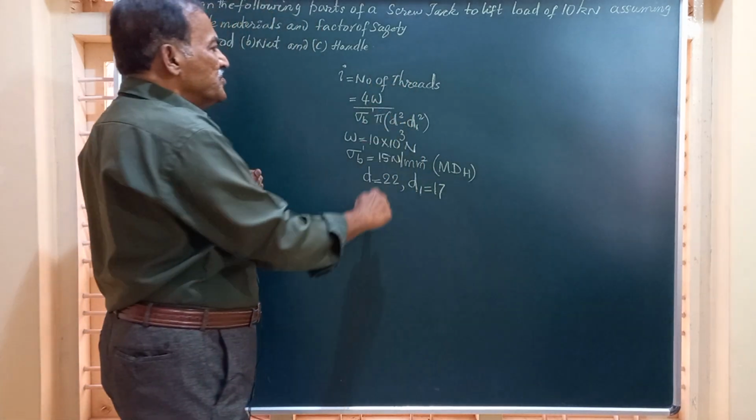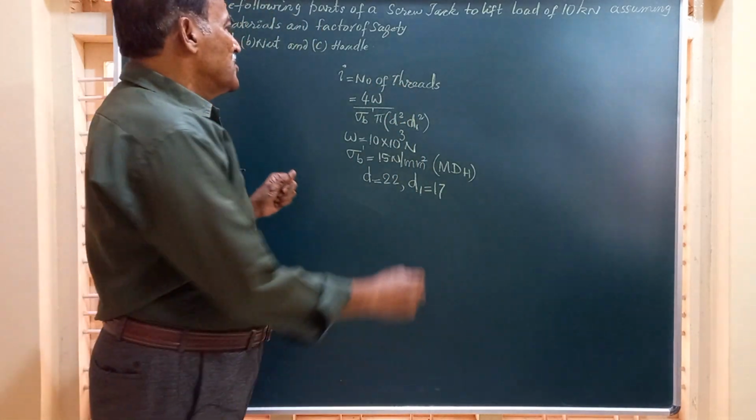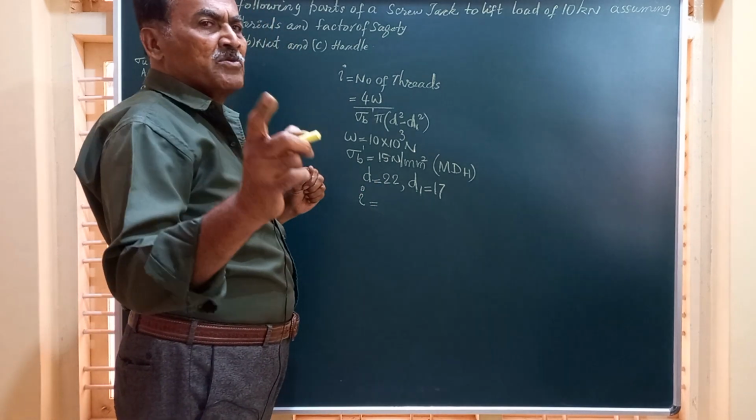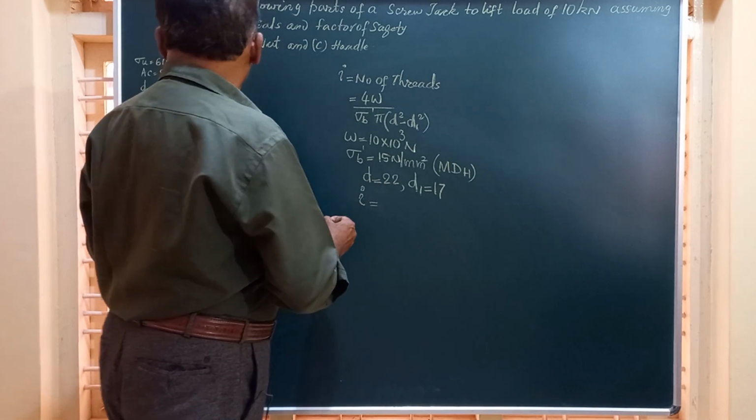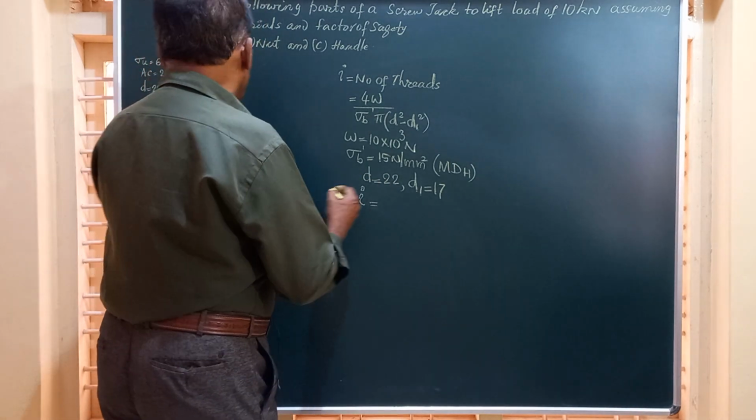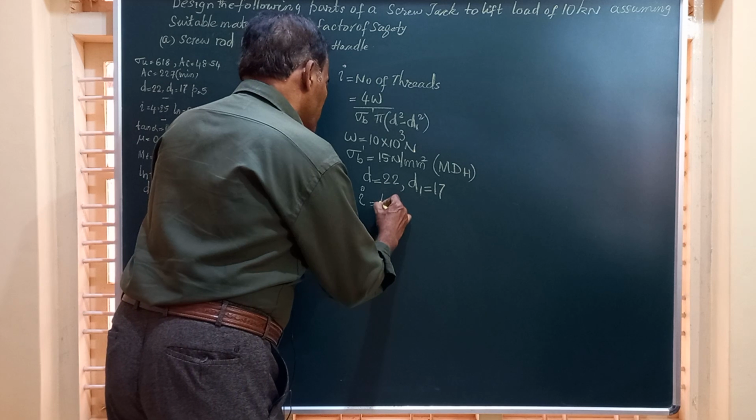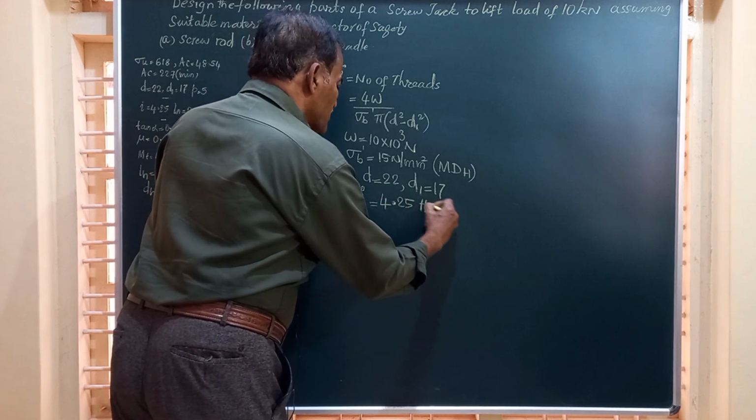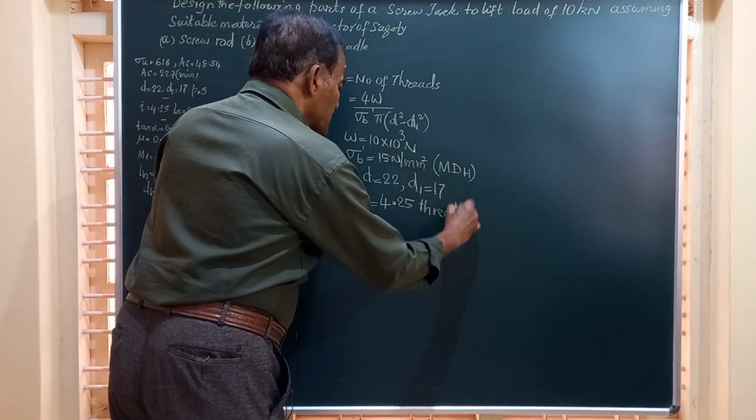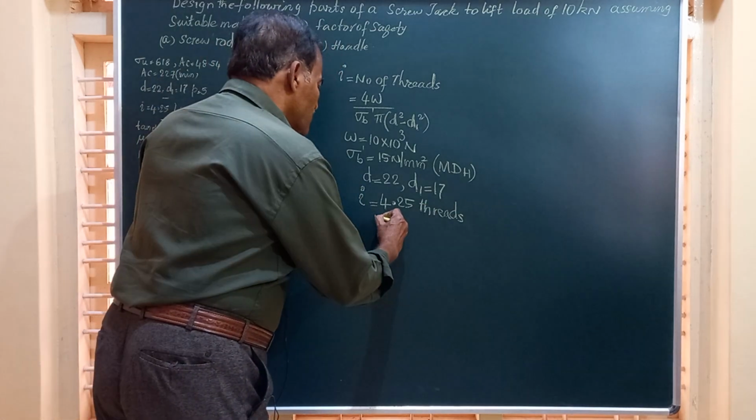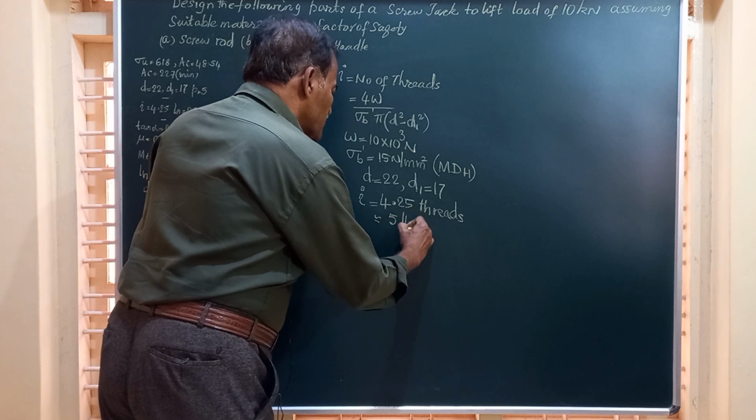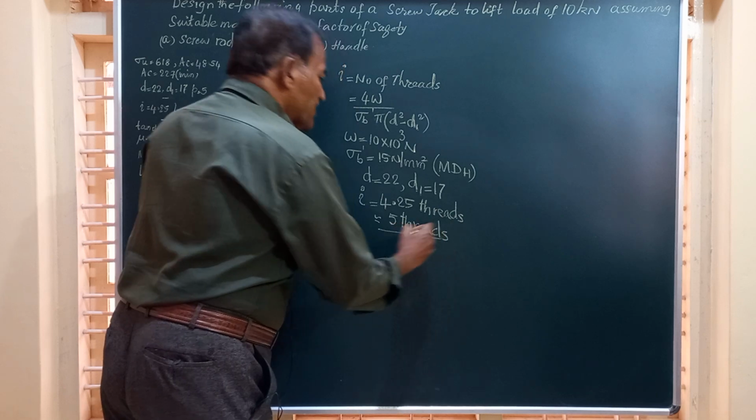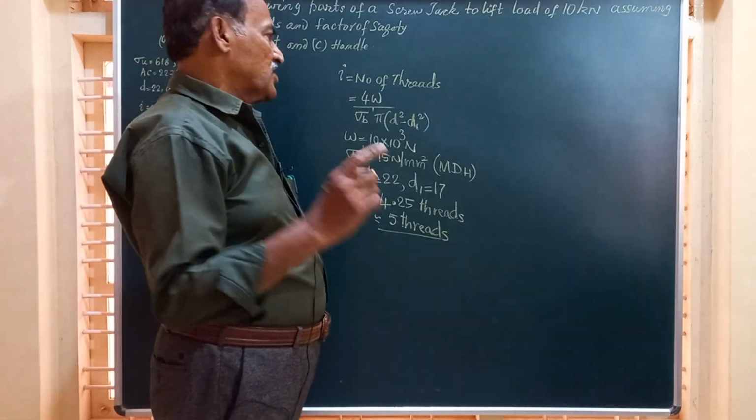So friends, if you substitute all these values, you will get the minimum number of threads required. i, the minimum number of threads cut in the nut, works out to a value of 4.25. So this is the minimum number of threads, i is equal to 4.25. Friends, generally we round it off to 5 threads. So there should be 5 threads cut inside the nut, whether it is made of cast iron or bronze.